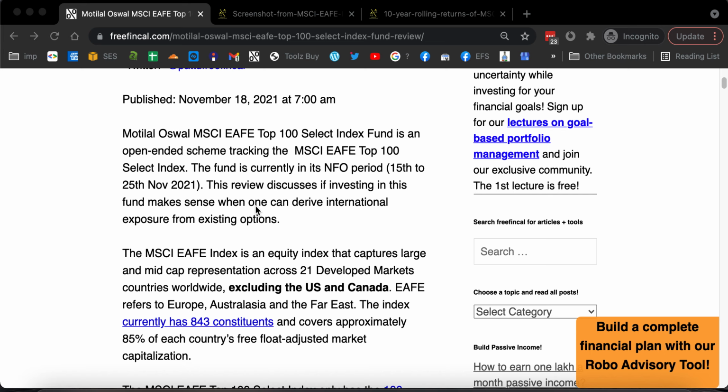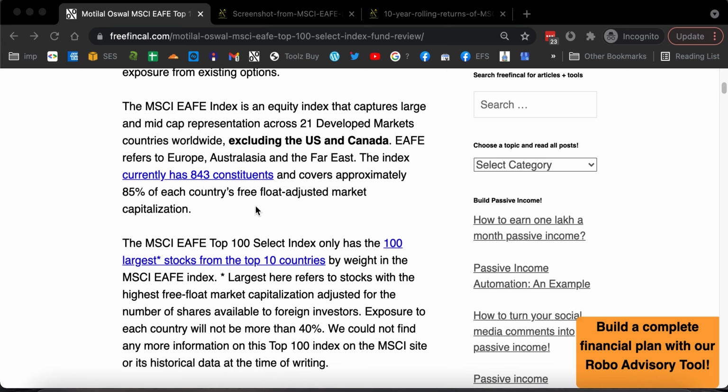The mother index, that is the MSCI EAFE index, has got 843 stocks, and out of that the MSCI EAFE Top 100 Select Index has got 100 stocks from the top 10 countries by weight, and each country has got a maximum weight cap of about 40%. I could not find any data on the top 100 index. My guess is it's probably a specialized index custom made for the AMC, Motilal Oswal. But since it is market cap weighted, we can look at the parent index, the MSCI EAFE, and that will give you a reasonable idea.